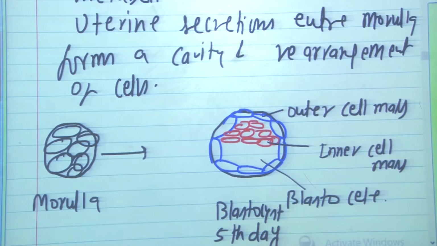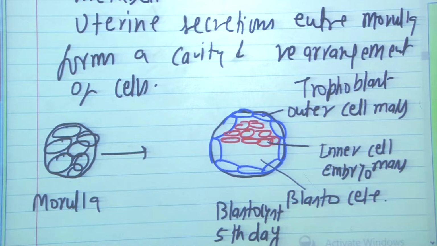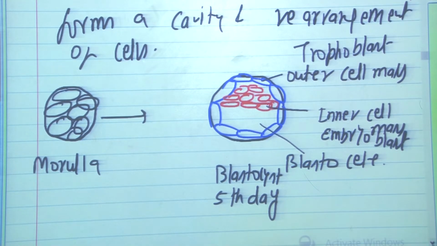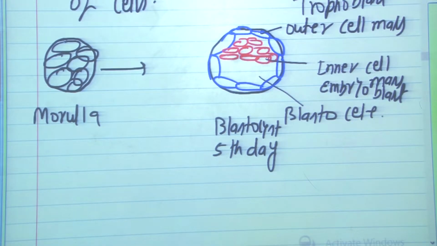This outer cell mass, initially they are one type of cells only. When the cavity is formed, cells are arranged in two parts, outer cell mass which forms trophoblast and the inner cell mass, it forms embryoblast. Now, see the further development. We focus on trophoblast, cells are rapidly dividing. So, what happens next?